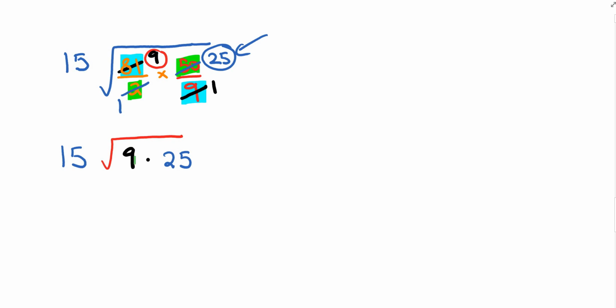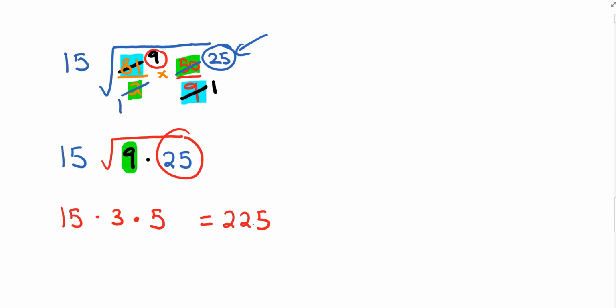And then from there, ask yourself, what's the square root of 9? Well, the square root of 9 is going to be 3. And what's the square root of 25? Well, the square root of 25 is going to be 5. And then after that, you can multiply these numbers out, and you should get 225 as a final answer for that problem.